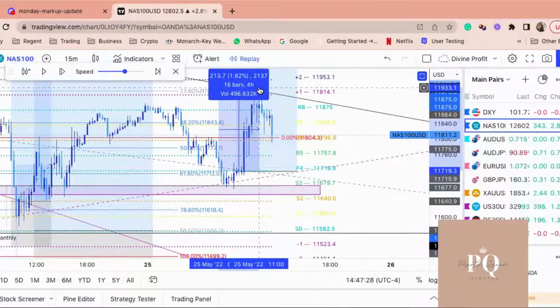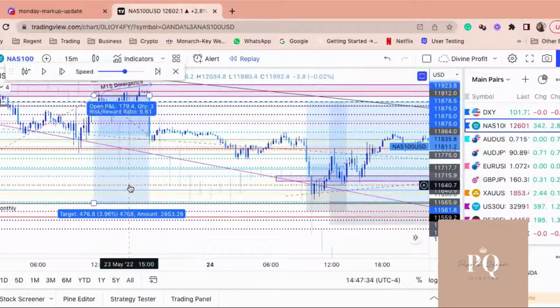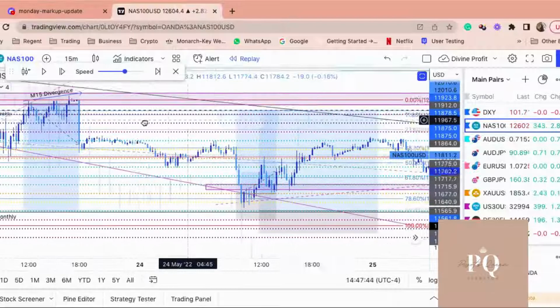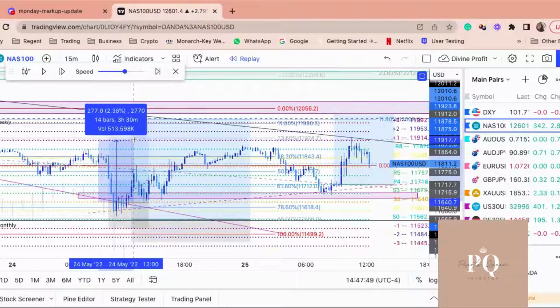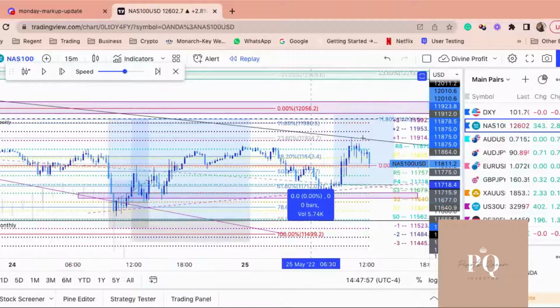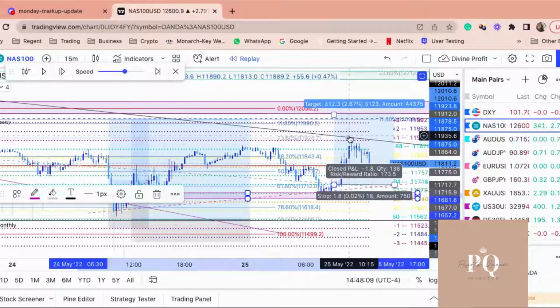Oh, let me count my pips. I said I was going to keep track of the pips. So wait, let me go back. So this sell, we got 4,768. And then for the buy, if we're still holding this one, this is 2,770. And then from this one, we will have plus 2,090. So we're already at 9,628 pips a week just from having those there.